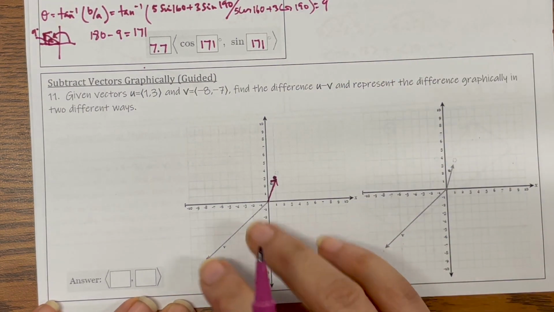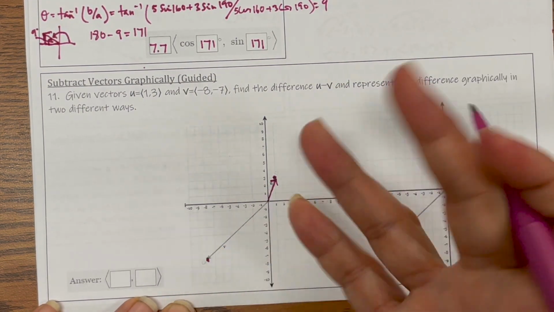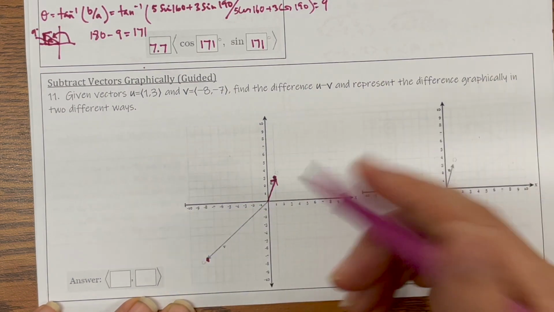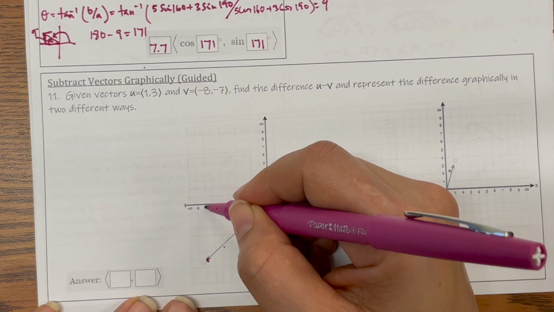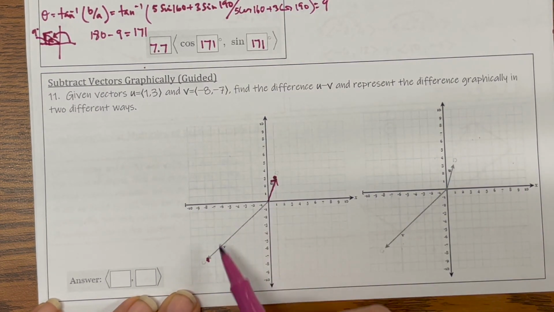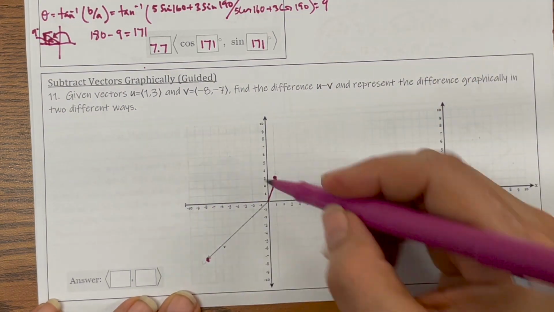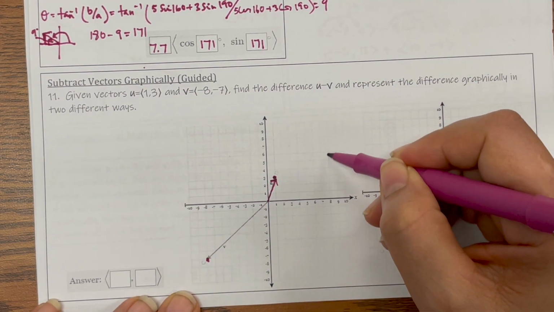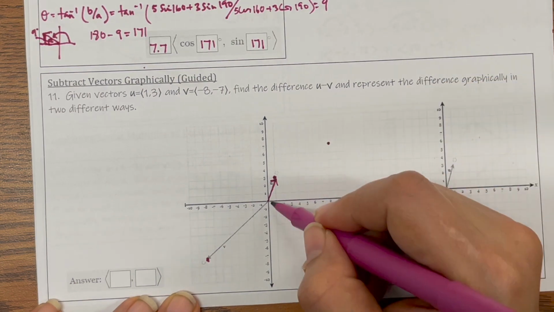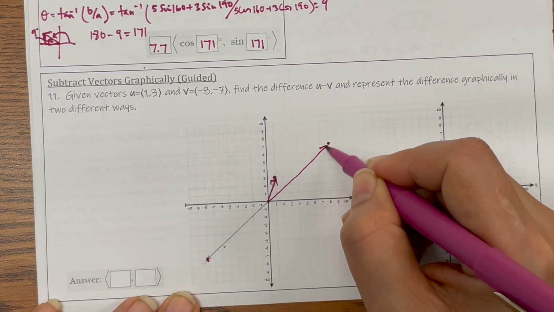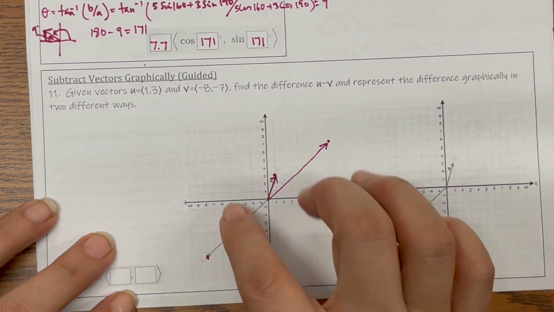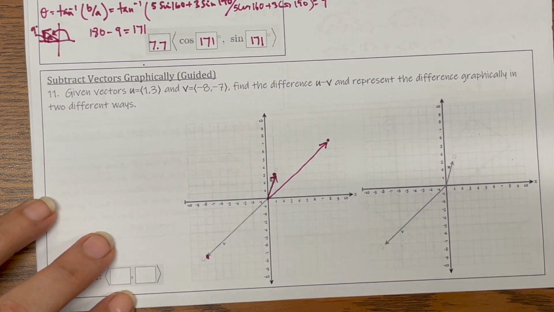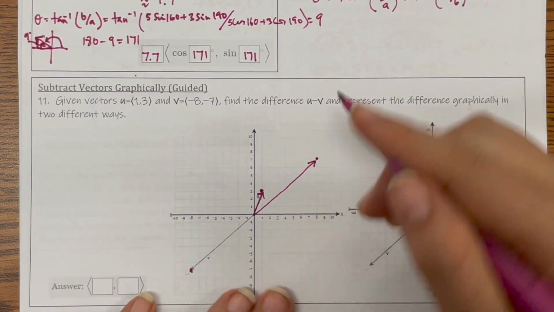Now remember, minus V, anytime you have a negative, you're going to negate it, right? So it's going to flip over. So this is negative 8, negative 7. If I multiply negative 8 by negative 1, you're going to get positive 8. Negative 7 times negative 1 will give me positive 7. So when I flip it over, it's going to go 8, 7. So this is my negative V. So I've negated this. You can think of it as flipping it over this way or multiplying both coordinates by negative.